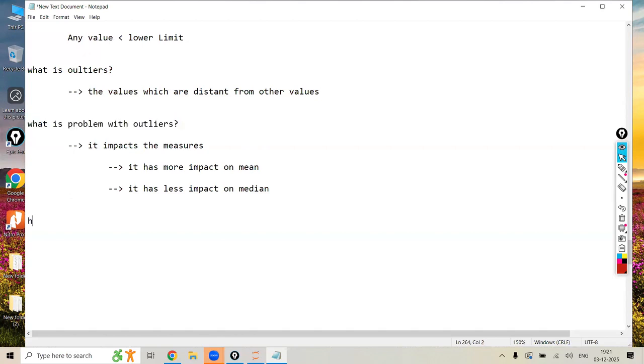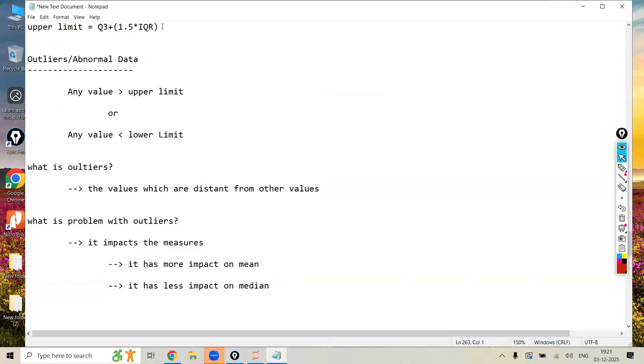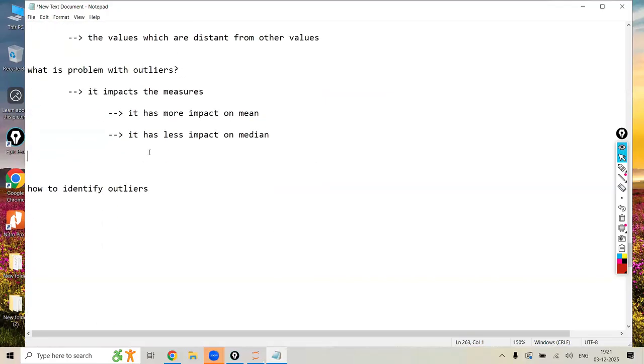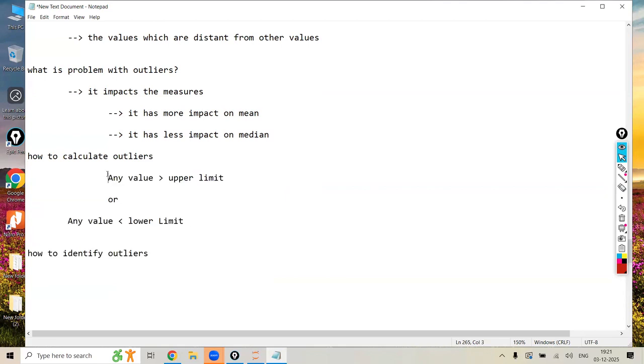Next, how to identify outliers? Already I told you now. How to identify is different from how to calculate. How to calculate outliers? Any value greater than the upper limit or any value less than the lower limit.